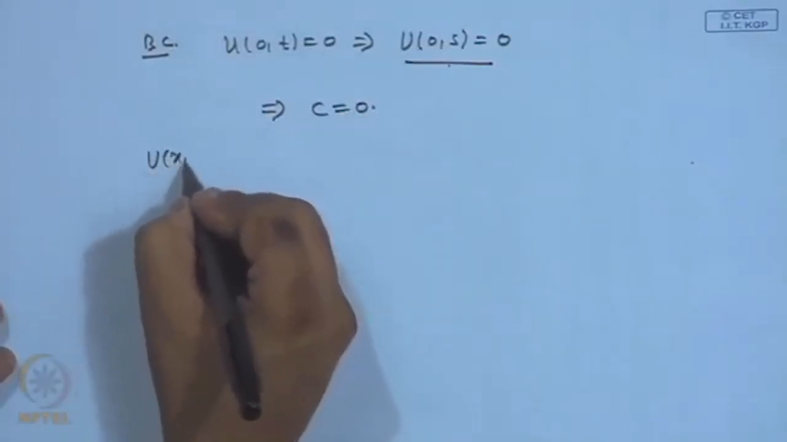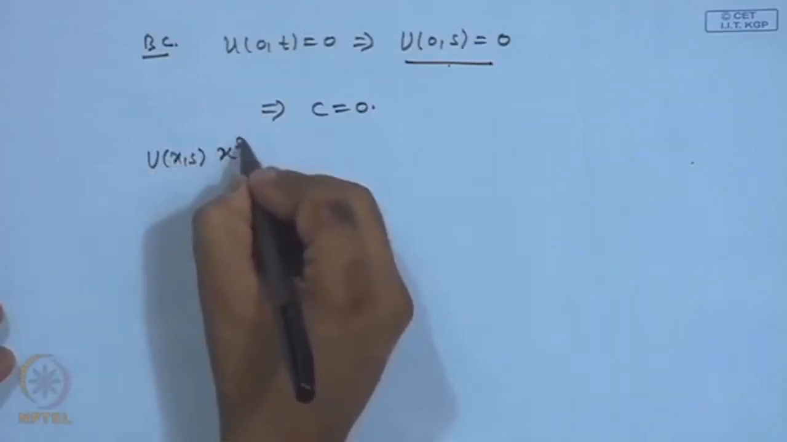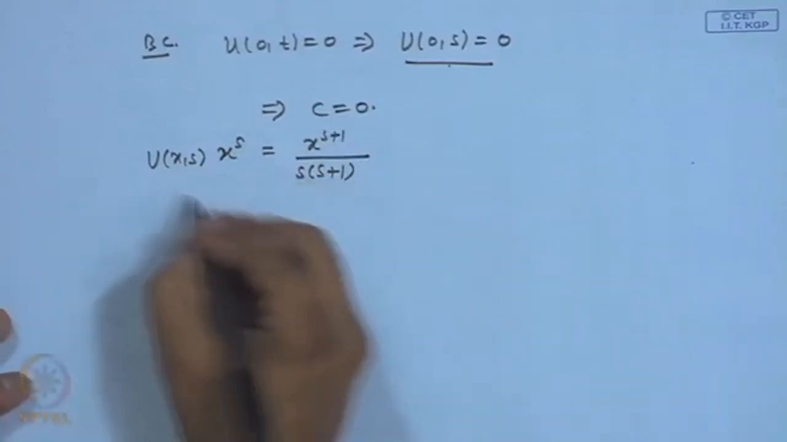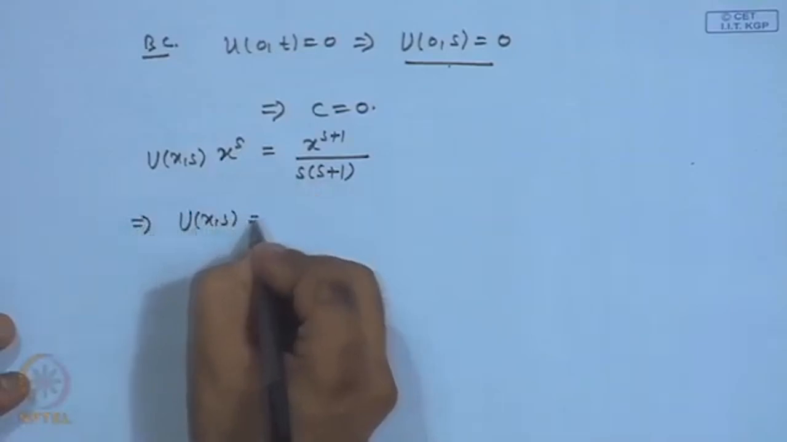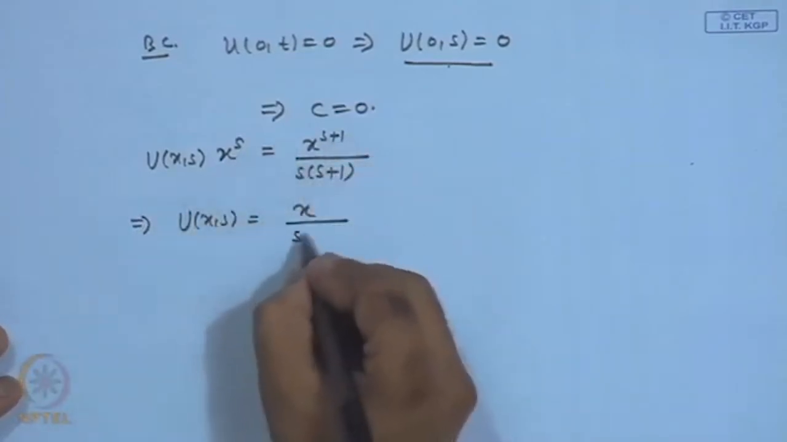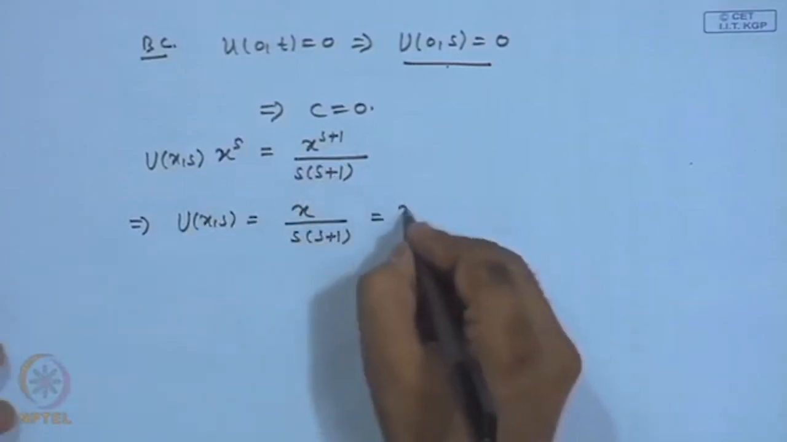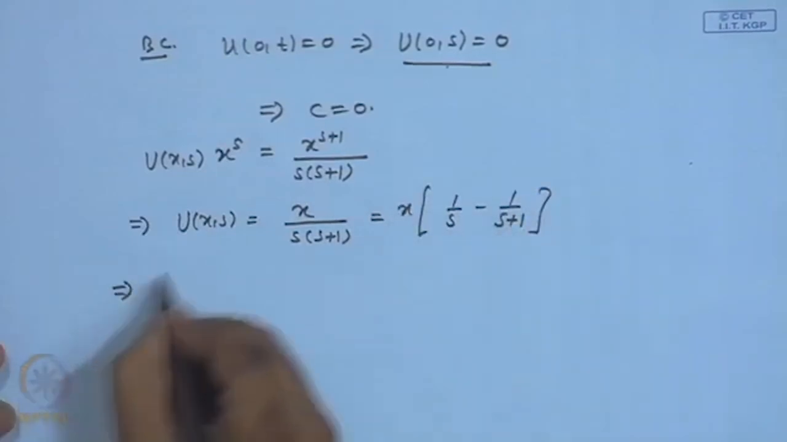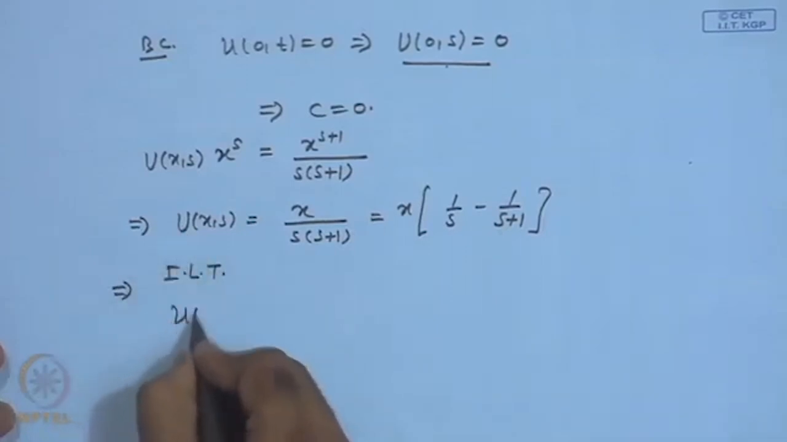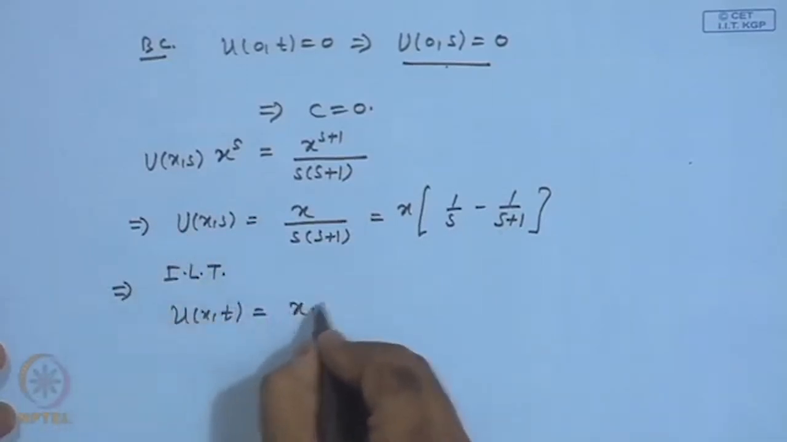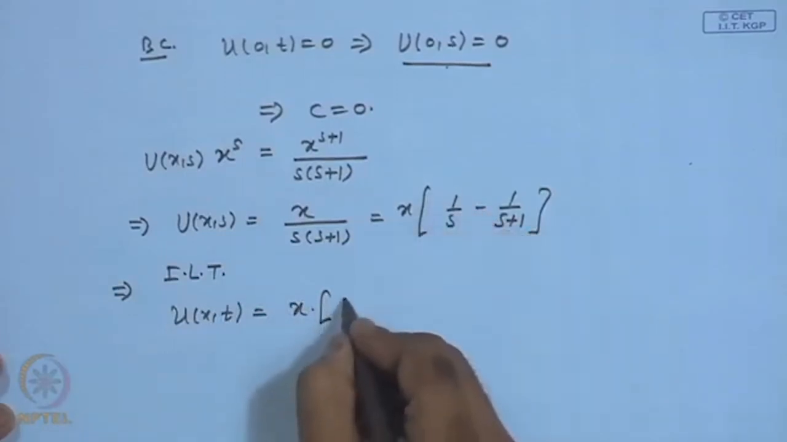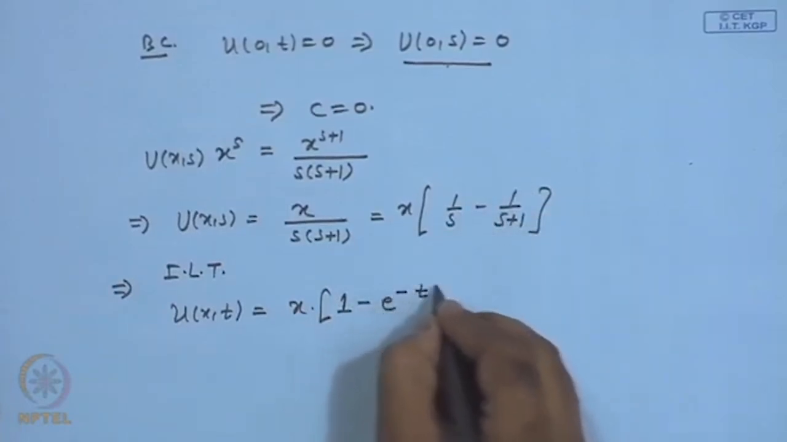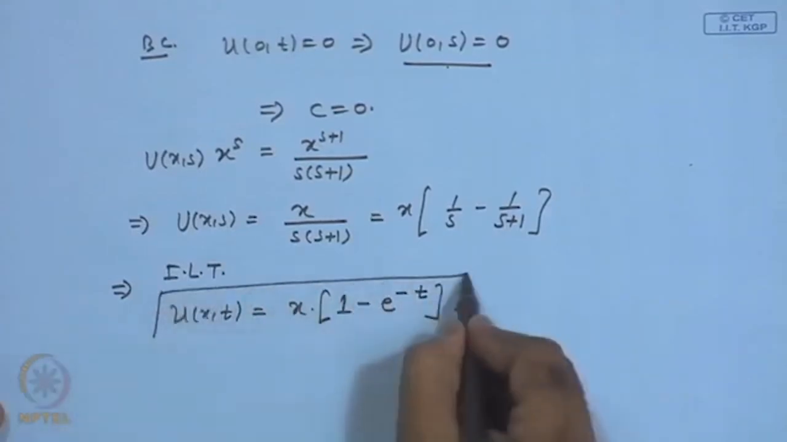So our u(x,s) is x power s plus 1 over s times s plus 1, or u(x,s) is x over s times s plus 1, and then we do partial fractions. So we have 1 over s minus 1 over s plus 1. Now taking the inverse Laplace transform, we get u(x,t) as x times the inverse Laplace of 1 over s, that is 1, minus the inverse Laplace of 1 over s plus 1, which is e power minus t. So this is the solution.